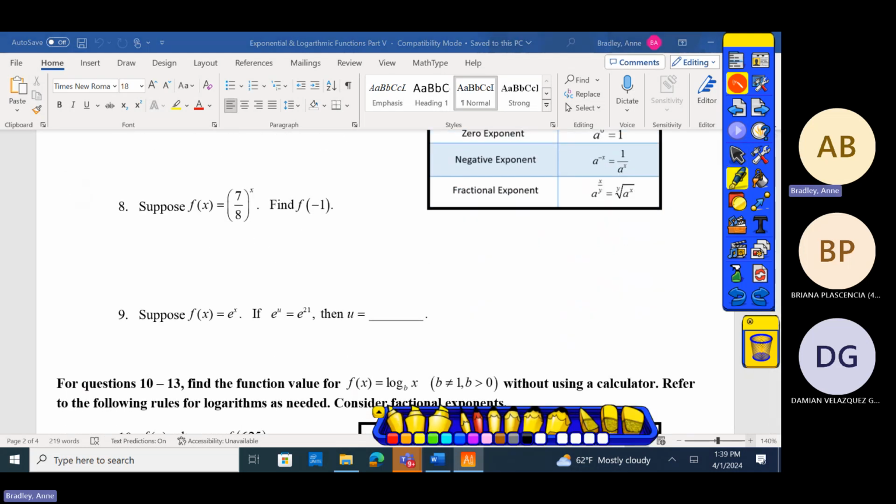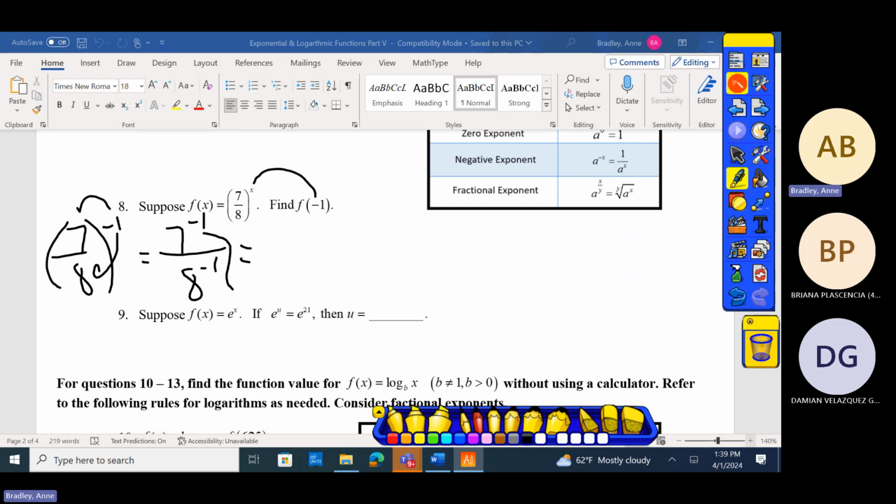Let's look at number 8. Exact same concept here. I'm going to substitute in this -1. So I have 7 over 8 raised to the -1, and then I need to distribute to both the 7 and to the 8. So 7 to the -1 over 8 to the -1. The 7 isn't happy. It's going to drop down to the bottom, and now it's happy. The 8 isn't happy. It's going to go to the top. 8 to the first is 8. 7 to the first is 7. It can't be simplified any further.